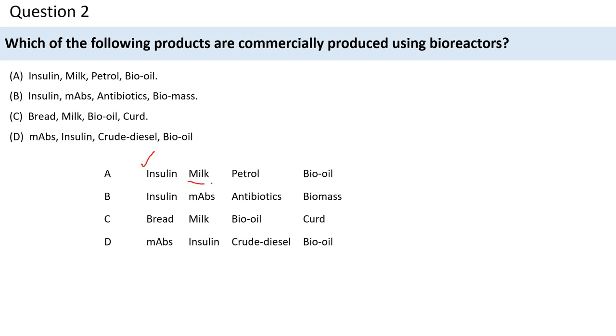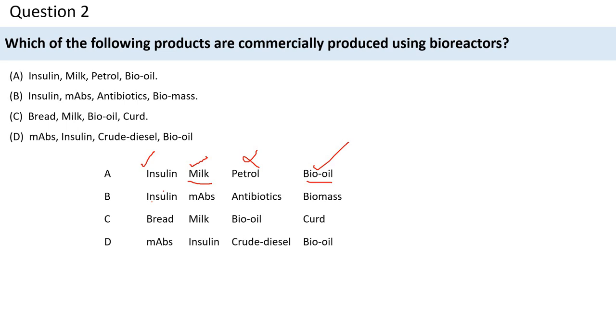Whereas, do you think milk is produced using bioreactors? We can say the other way around. Milk is not produced using bioreactors, but there are milk proteins which are produced in bioreactors by many dairy industries. So if it's milk protein, we can say yes. Whereas petrol is not produced through bioreactors. And bio oil, you can call it triacylglycerol. Triacylglycerol is a bio oil, so these are produced using bioreactors. So option A is not the right answer.